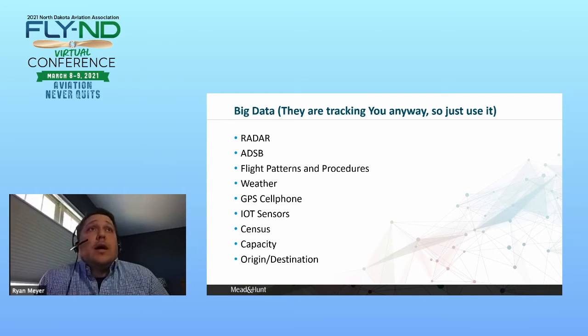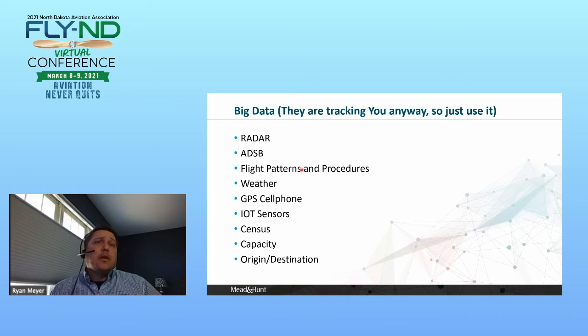this whole concept of big data, that there's an almost unbelievable amount of things being tracked about everything we're doing. It's there and we can start integrating it into more things at the airport. Certainly radar and ADS-B, as that's coming on, you can get more and more information, but also looking at the flight patterns and procedures, and are people flying where they're supposed to be?